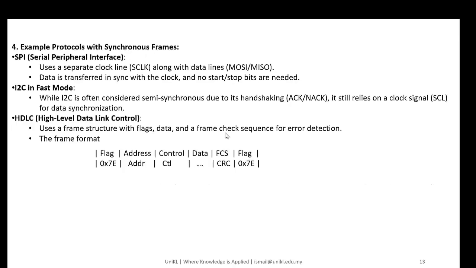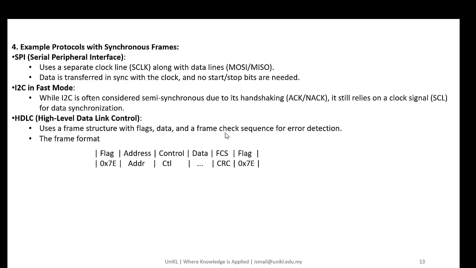Example protocols with a synchronized frame: we have the SPI example protocol. SPI, Serial Peripheral Interface, uses a clock line along with data lines. Data is transferred in sync with the clock, and no start and stop bits are needed. I2C is often considered semi-synchronous. We will cover all this later on, right?